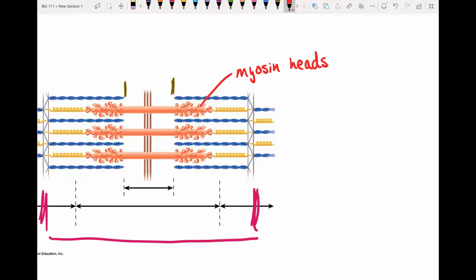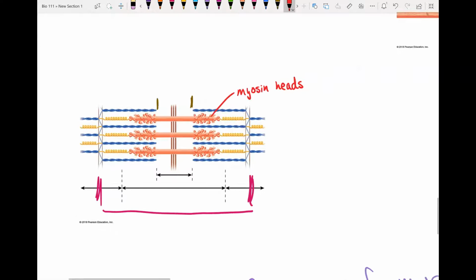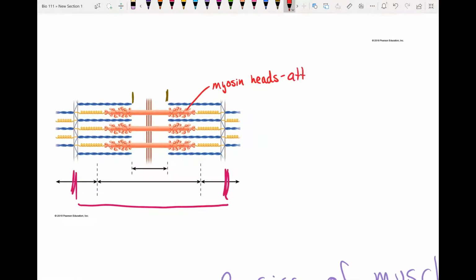Think about if you're out on a boat and you're pulling in the anchor. The rope would be the actin. Your hands grabbing that rope and pulling it in would be the myosin heads. So the myosin heads are going to attach to the actin, and this is called cross bridge formation. Whenever a myosin head is attached to the actin, that's called a cross bridge. So if you're thinking of yourself in a boat, whenever your hand grabs the rope, you've formed a cross bridge.